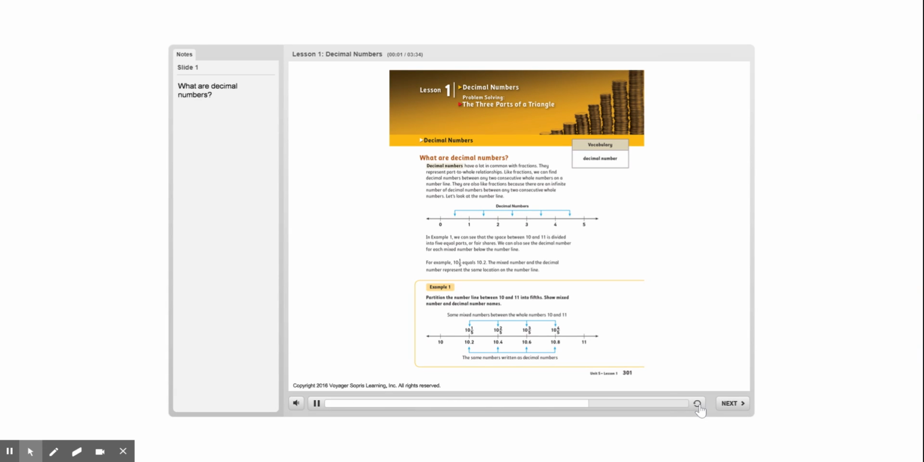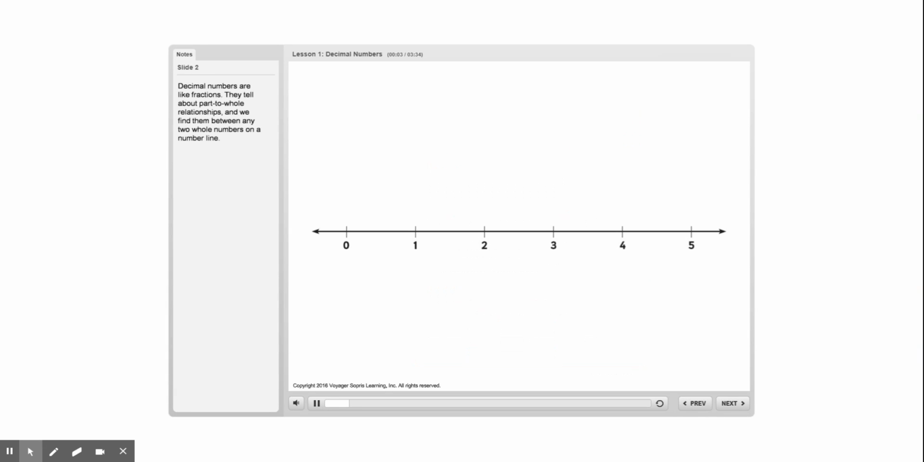What are decimal numbers? Decimal numbers are like fractions. They tell about part-to-whole relationships, and we find them between any two whole numbers on a number line. Also, like fractions, there are an infinite number of decimal numbers between any two consecutive whole numbers.